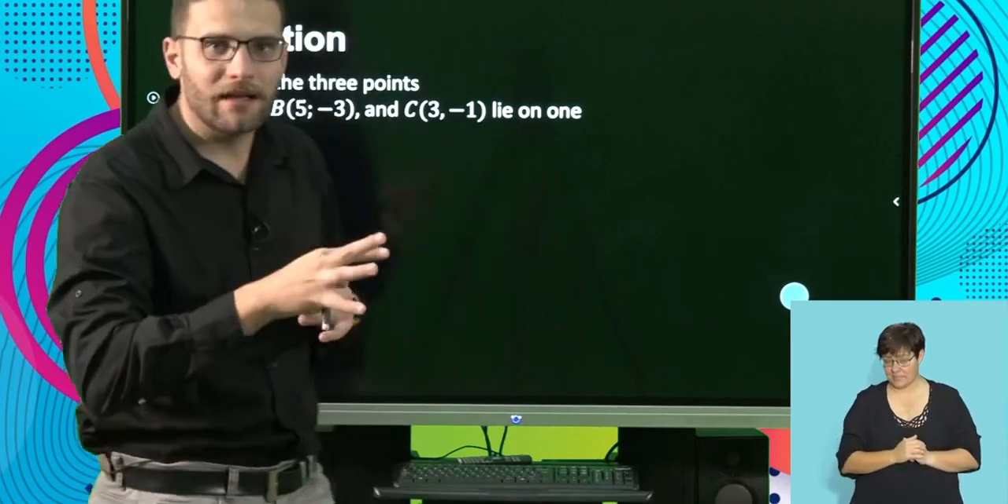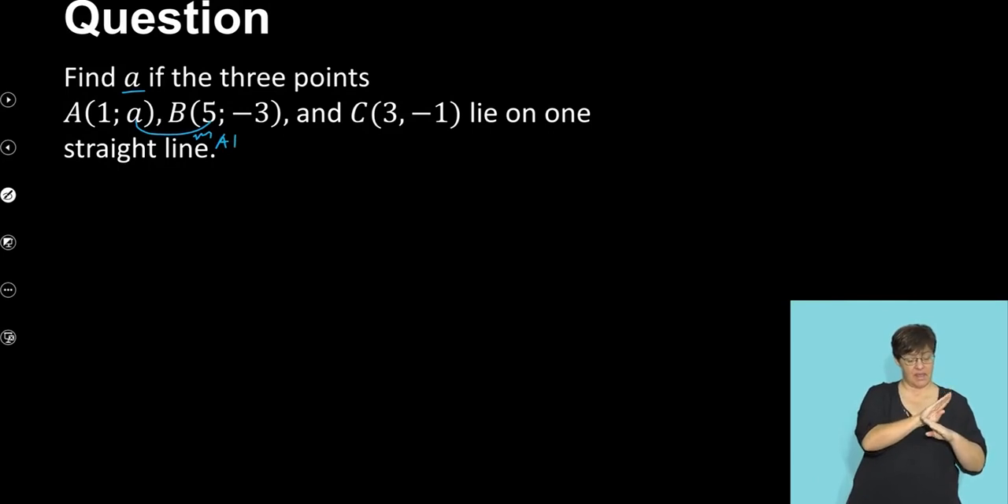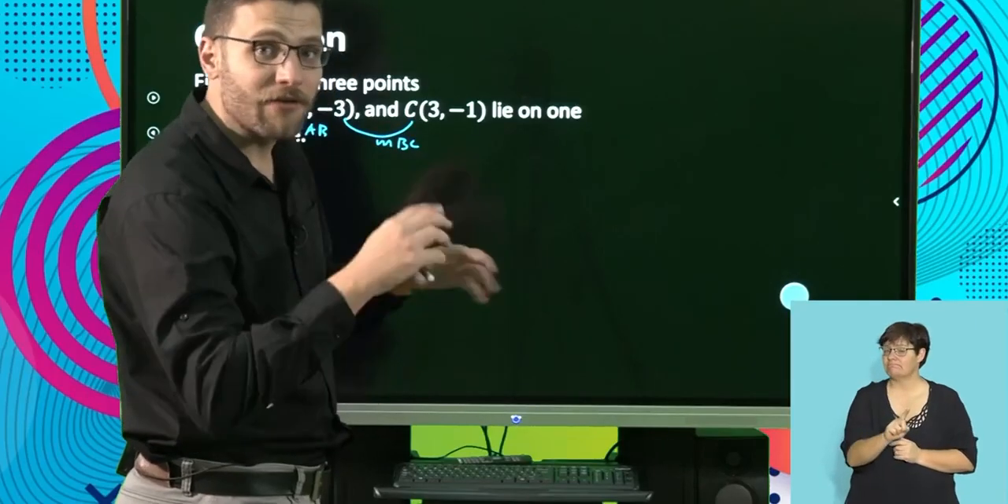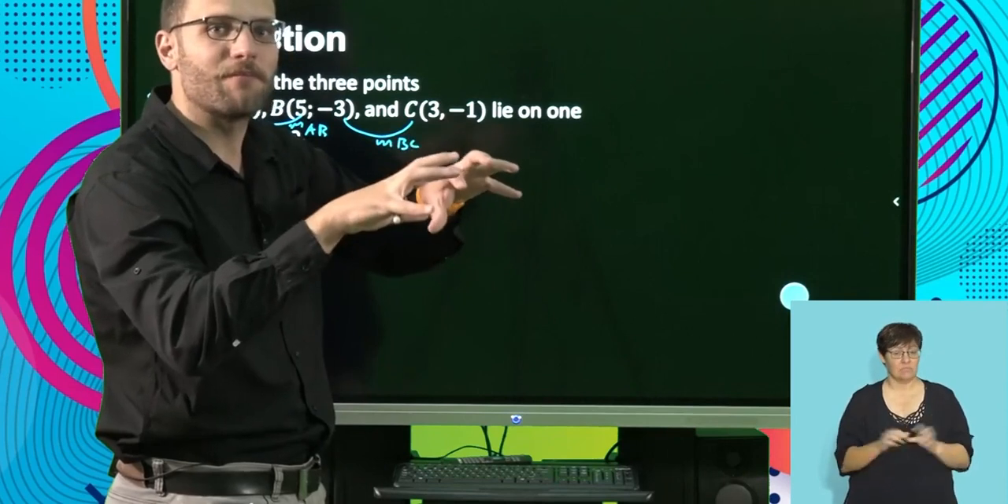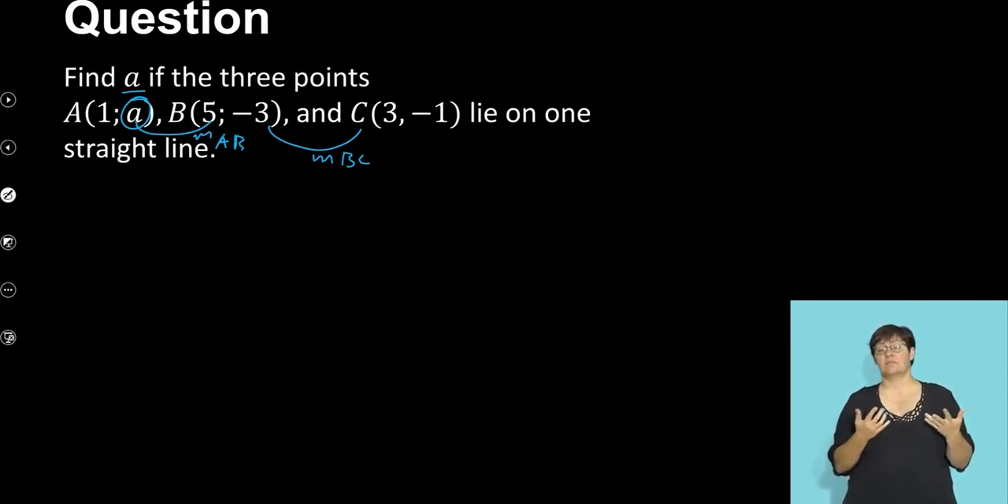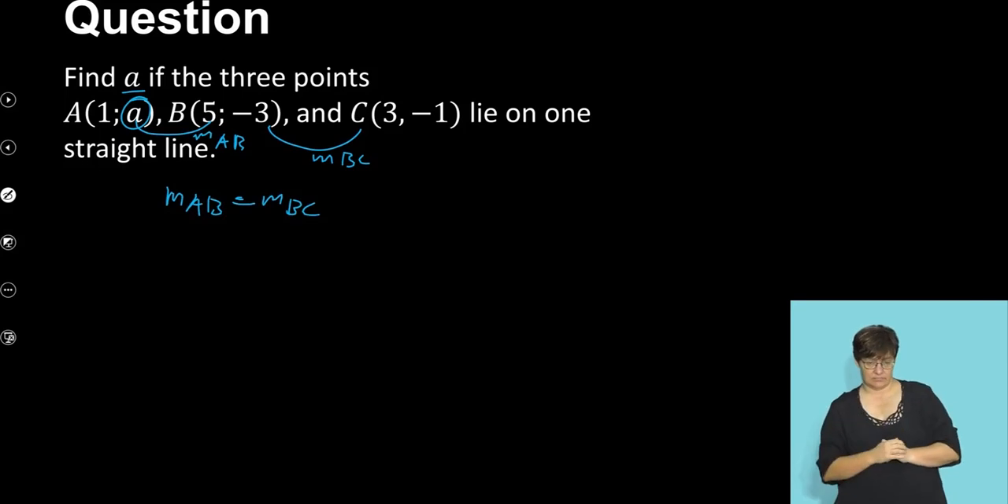So what is that saying? What that's telling me is that the gradient between these two, the gradient of AB, is equal to the gradient of BC. So they are telling me it's on a straight line, which means the gradients are the same. And so that's my starting point. That's where we're going to start. And so I'm going to somehow try set up an equation to calculate what A is, but I'm going to be starting with the fact that the gradients must be equal. So let's do that. The gradient of AB is equal to the gradient of BC. And so let's go calculate the gradients of AB.